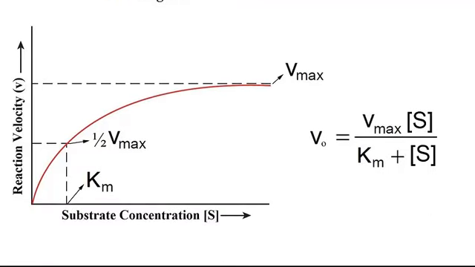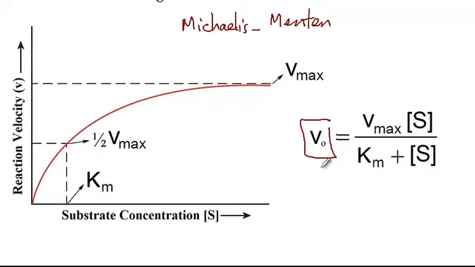So this is a very important concept. It's called the Michaelis-Menten equation, which is shown right here. And basically this equation can predict the rate of the enzymatic reaction. So here we can predict the rate of a reaction as a function of its Vmax and the substrate concentration.